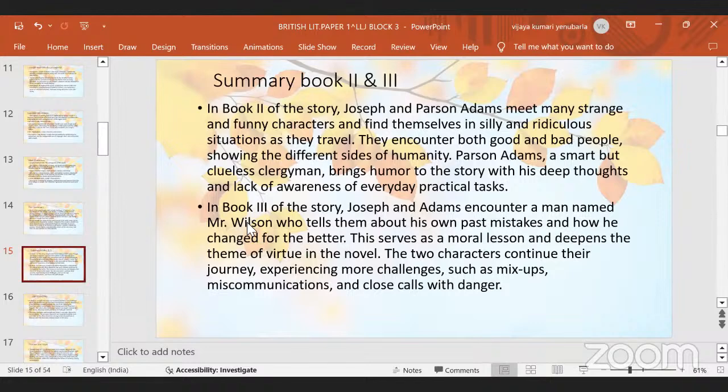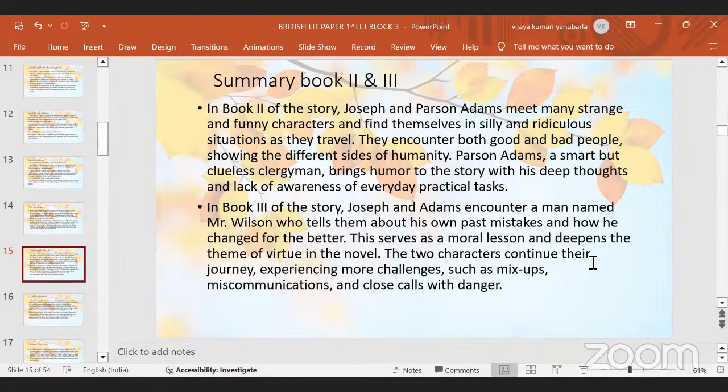So, this Mr. Wilson acts as a message to the society that if you commit a mistake, you need to repent. You have to come to God again by repentance to realize what we have done. So this serves as a moral lesson and deepens the theme of virtue in the novel.